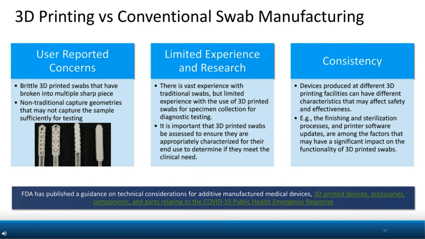And there has been an inconsistency in these devices also reported, saying that even if they use the same recipe, if you will, if they're produced at different facilities, they can have different characteristics that can affect safety and efficacy. And finally, the finishing and the sterilization process associated with the 3D plastic printed swabs, even printer updates that may take place, are among some of the factors that could affect how these swabs would function in real life. And because of these concerns, the FDA, on the bottom of the slide, you'll see there's a link there for you, did publish some guidelines on some technical considerations for manufacturers that were making 3D printed materials during the COVID epidemic, including the 3D printed swabs.